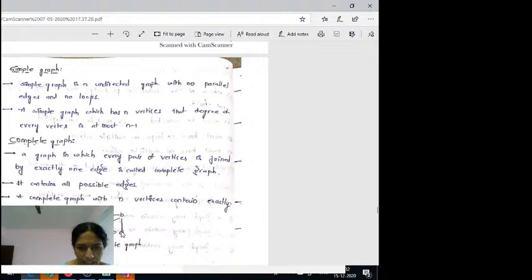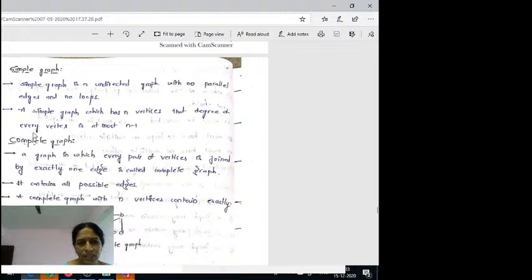The degree of this vertex is 2, whereas the degrees of B and C are 1, 2, 3. That means at most, suppose there is no edge incident from this A. In that case also, this is called a simple graph. So here the minimum vertex degree is 0 and the maximum degree is 3, that means n minus 1.